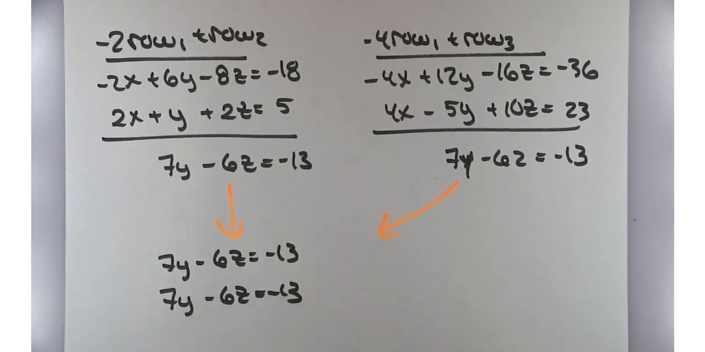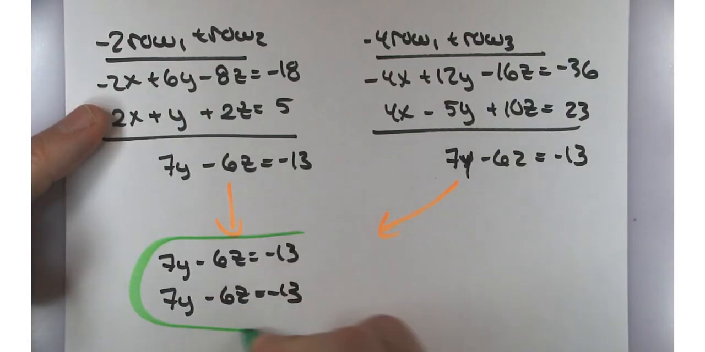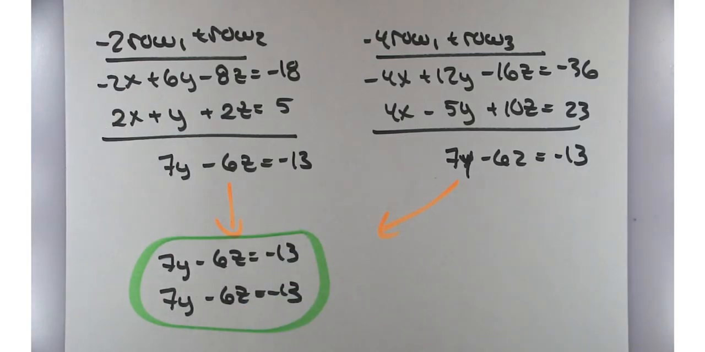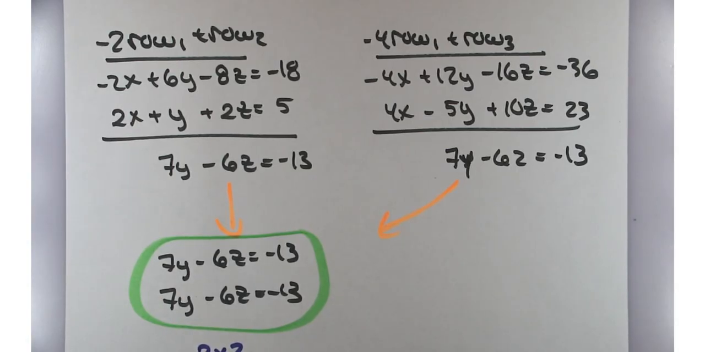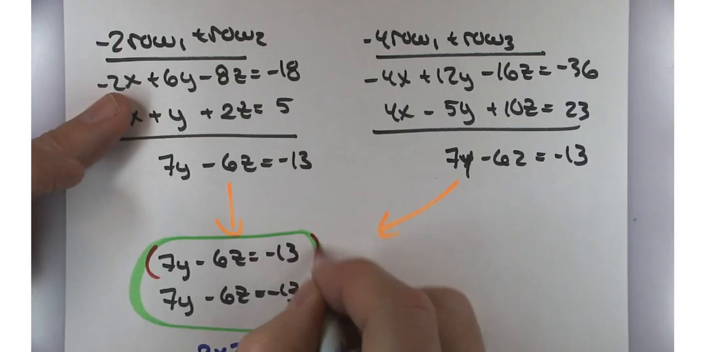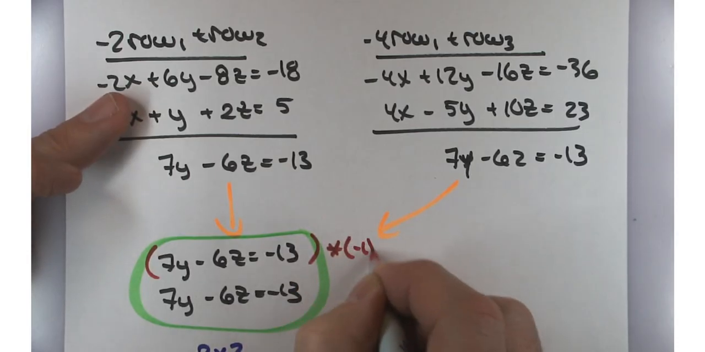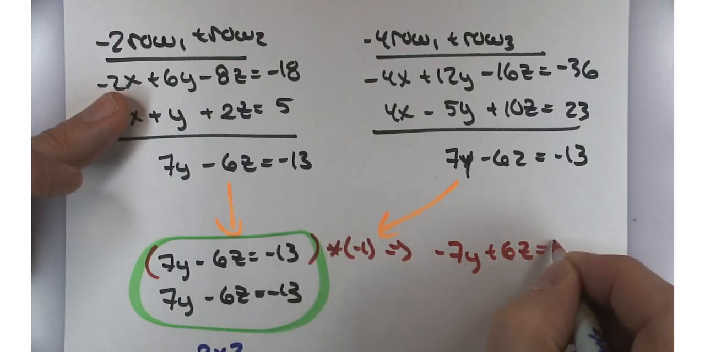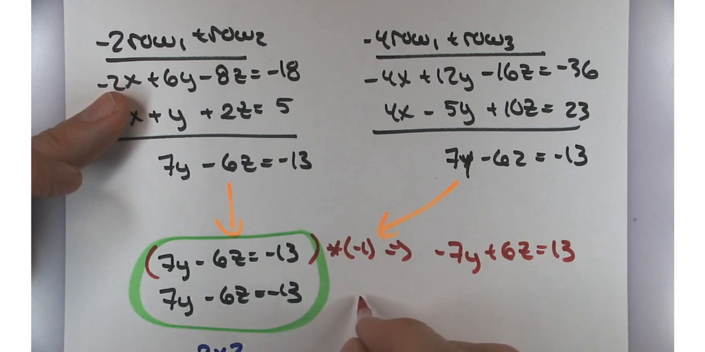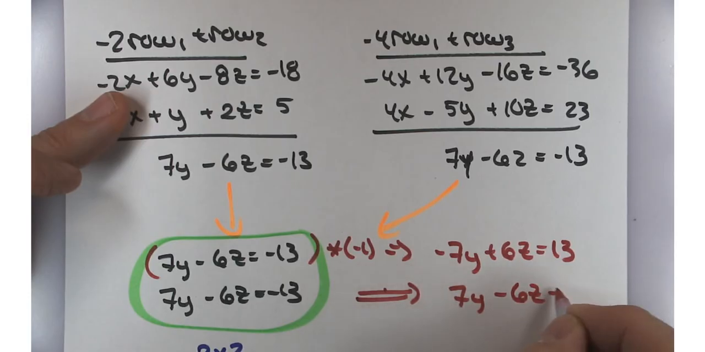Yeah, it's going to be a dependent system. Watch what happens. So here's your 2 by 2 system of equations. Again, this is really what you want to get to. If I wanted to solve this by the elimination method, I could multiply the top equation by negative 1. That would give me negative 7y plus 6z equals 13. And then add it to this equation, which is 7y minus 6z equals negative 13.